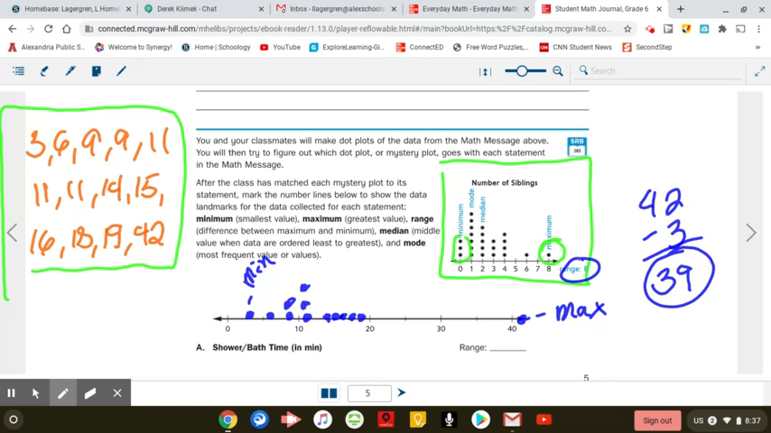And I'm going to skip that one and come back to it because the mode is a little easier. The mode is the most frequent. Well, there's three dots right here at 11, so that would be my mode.